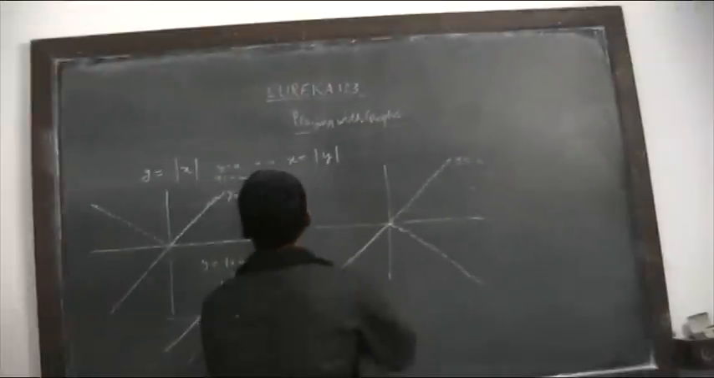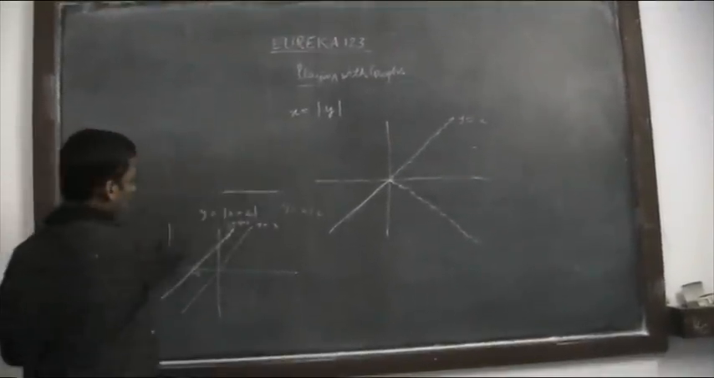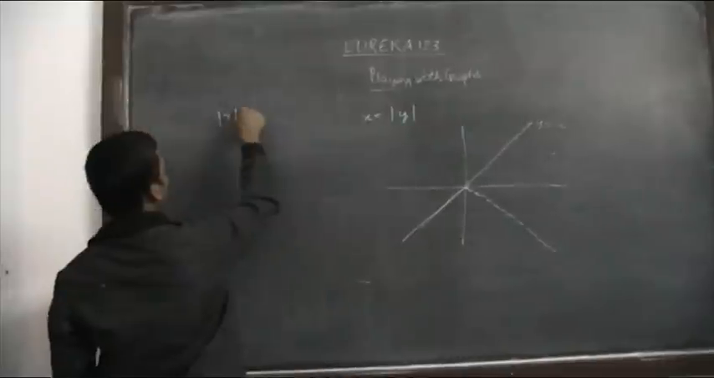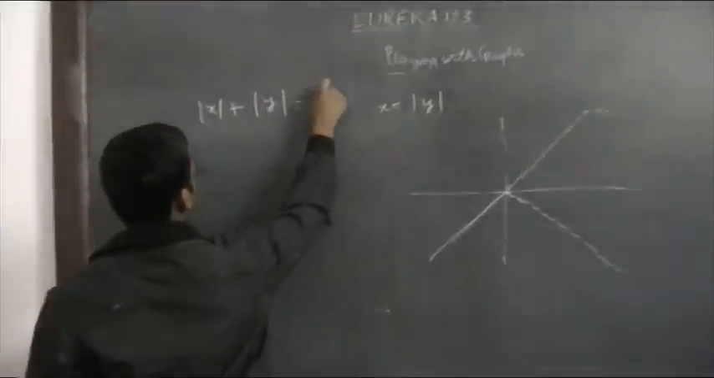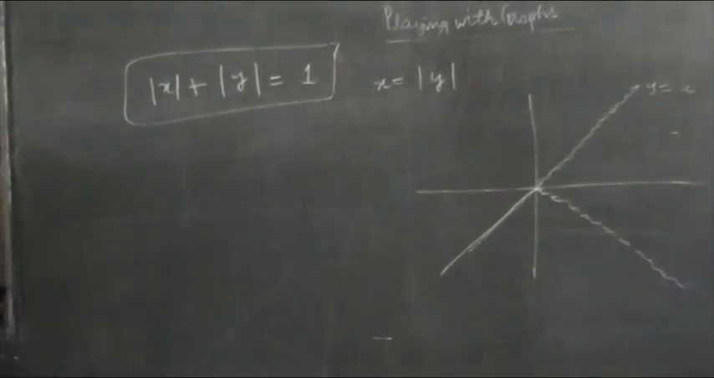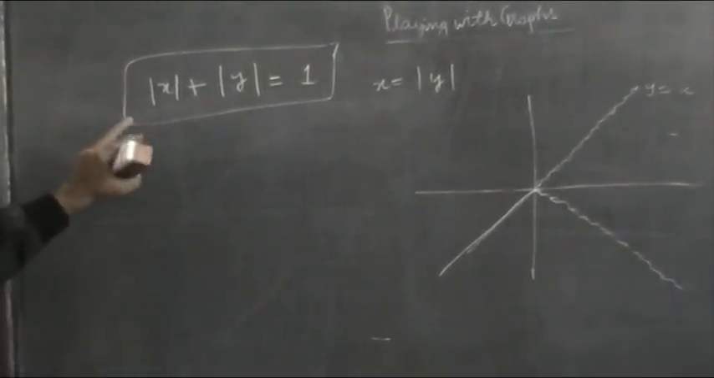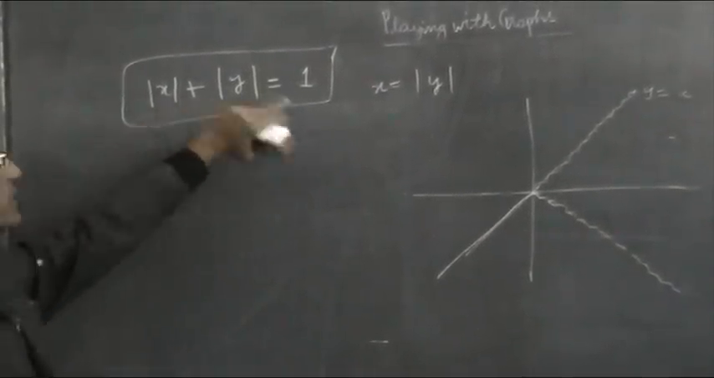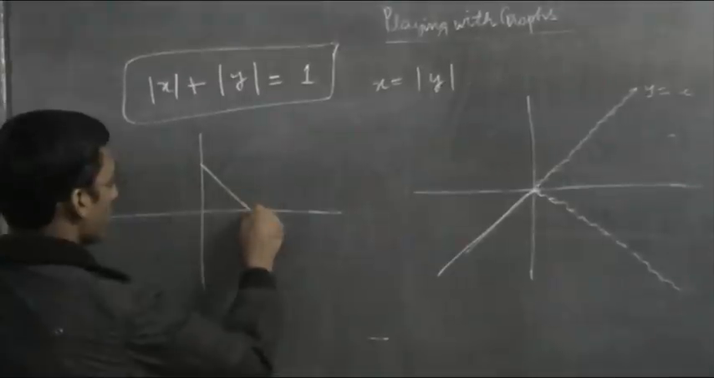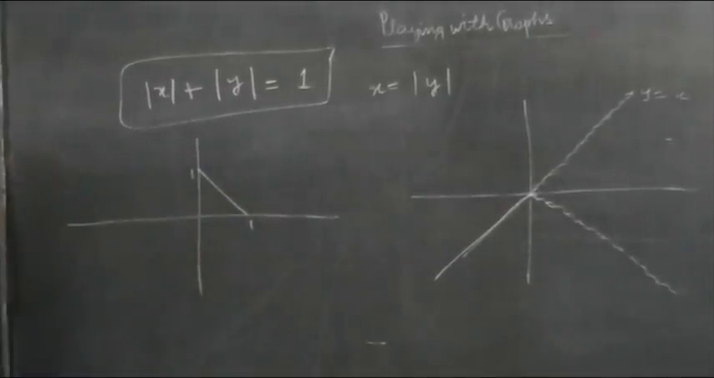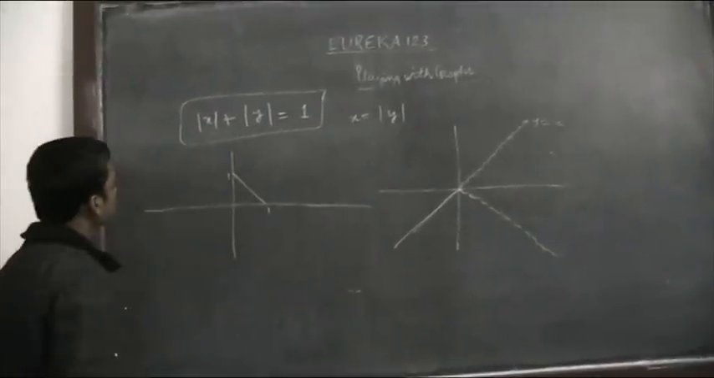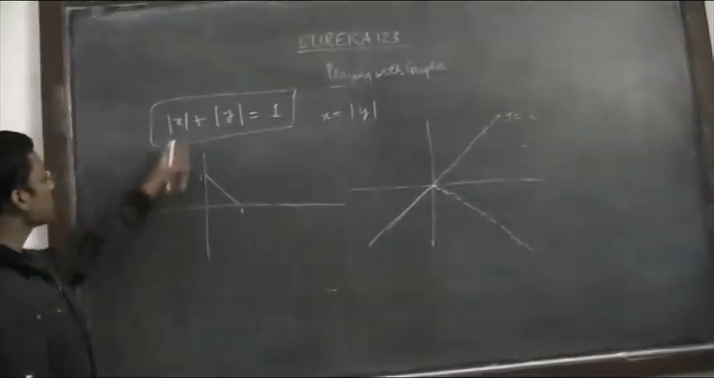For better understanding, suppose we take something like mod of x plus mod of y equals 1. Suppose you have to draw the graph of this. So what we'll do is just remove the mod. Then it becomes x plus y equals 1. This is x plus y equals 1.